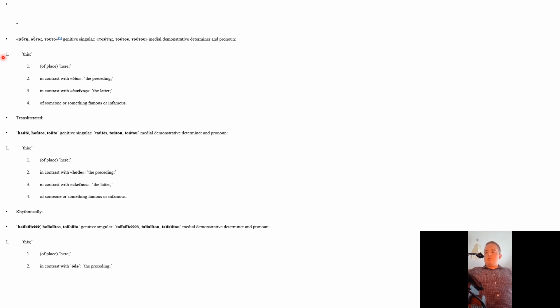And then, if you write this out rhythmically, we have ho, he, houtos, touto, genitive singular, tautes, toutou, toutou.